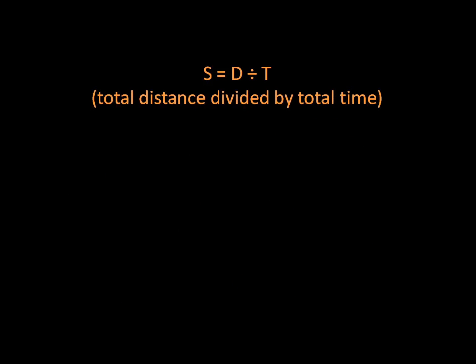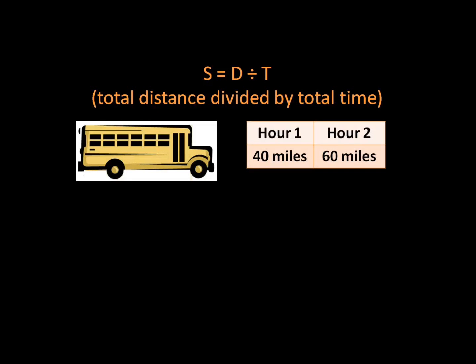We can also calculate average speed for an object that is traveling at different speeds during its journey. Just add up the different distances to find the total distance. Then we'll add up all the times to find the total time, and then we'll do the speed formula. Speed equals distance divided by time.